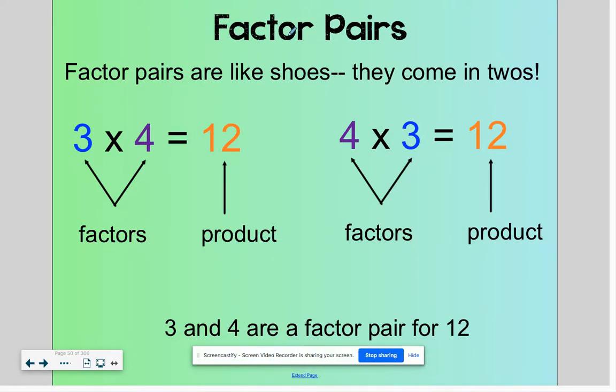Sometimes we have factor pairs. Factor pairs are like shoes. They come in 2s. So 3 and 4 are a factor pair for 12. We use the word and when we're referring to a factor pair because we're talking about a pair of numbers that multiply together to give you another number. So 3 and 4 are the factor pair for 12 because 3 times 4 is 12.